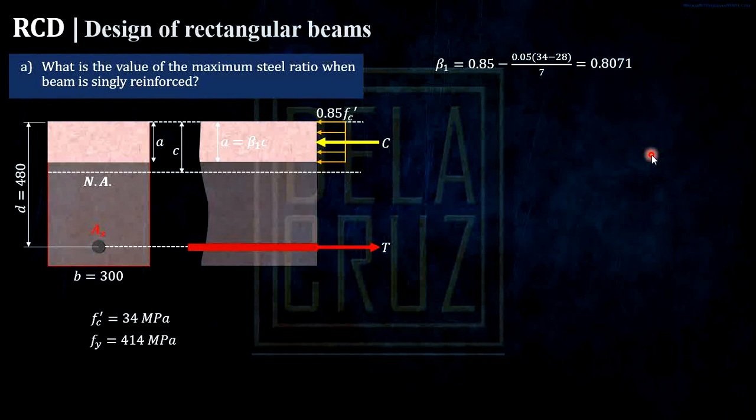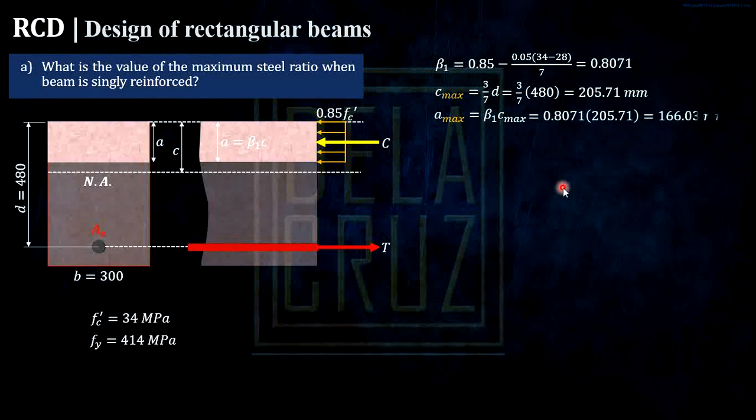Now, after that, we will use the derived formula kanina for c max, and ito yung makukuha. Then susunod yung a max dyan. Ito yung lagi nyong tandaan: sa concrete talaga, unang-unang hahanapin natin is yung c, then susunod yung a, or vice versa, mauna yung a and c. Yan talaga yung step sa concrete. So that is that value, 166.03. After that, we can equate T equals C for the equilibrium equation.